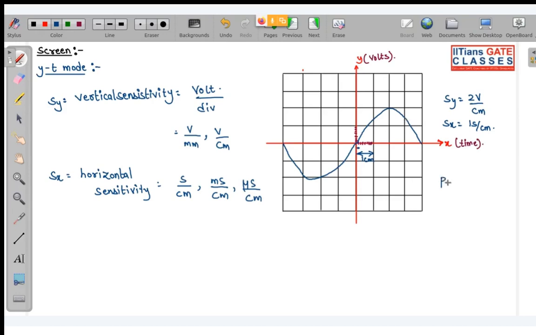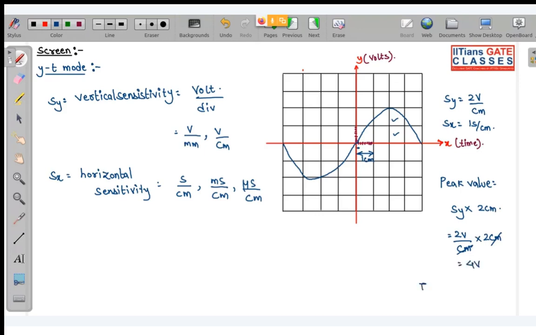Peak value, see, now there are a few confusing things also. Peak value is this much. Peak value is equal to the sensitivity in the y direction into the number of divisions. The number of divisions, you can see this is 1, this is 2 centimeter. So this is 2 volt per centimeter into 2 centimeter. Centimeter cancels, so this is 4 volt.